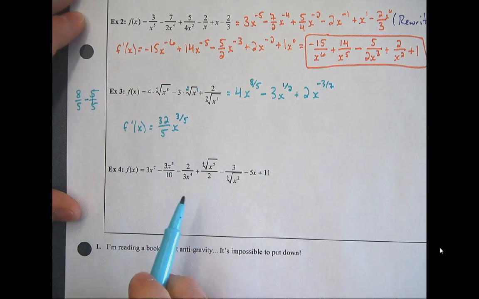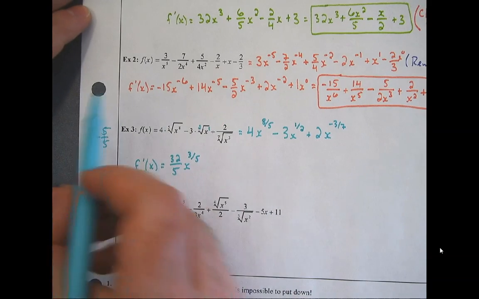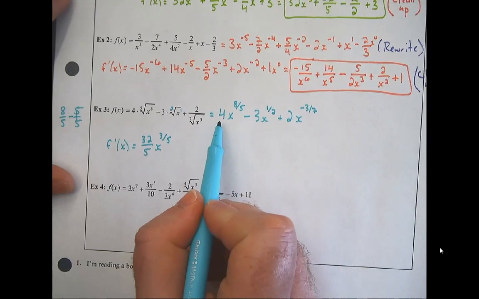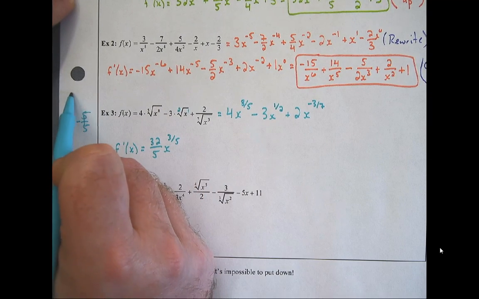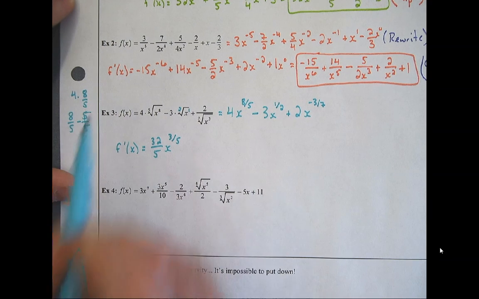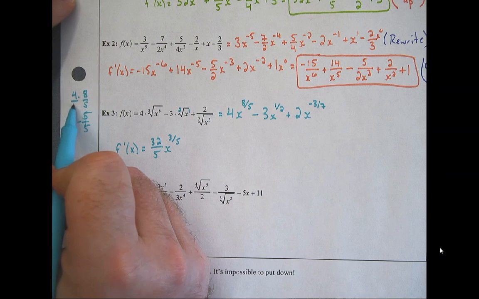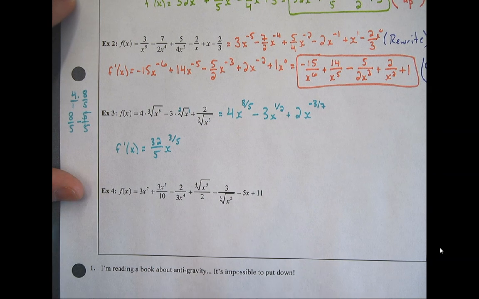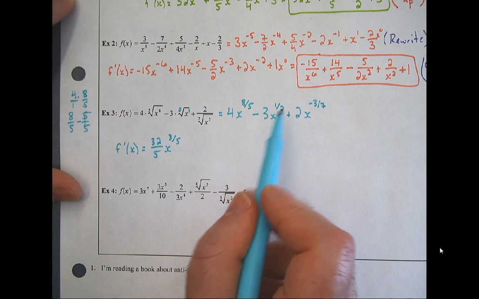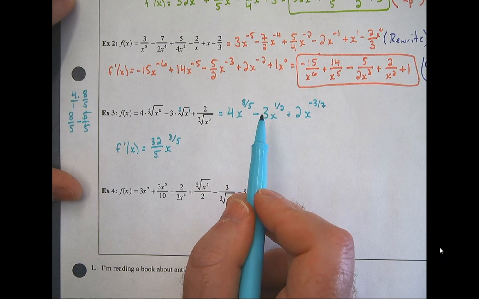3/5. And if you couldn't do the 32 over 5 in your head, go over to the margin. We wanted to take our coefficient, which was 4, and we wanted to multiply it by our exponent, which was 8/5. How do you multiply a number times a fraction? Well, that number's got to become a fraction. So then I multiply how? Straight across. You don't need a common denominator. So as you do the multiplication, if you're struggling to do it in your head, go to the margin and do it.